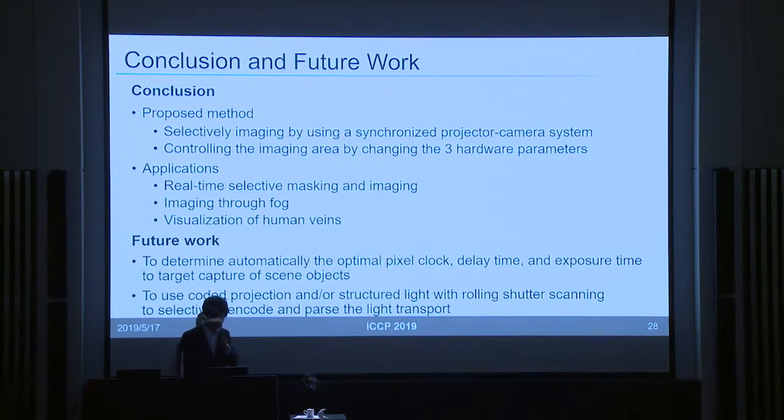I will summarize this presentation. In this study, we synchronized the laser projector and rolling shutter camera and control the imaging area by changing the synchronization parameters of scanning velocity, delay time, and exposure time. As a result, we were able to selectively acquire the reflected light of the scene based on the geometry. And we propose three imaging applications.